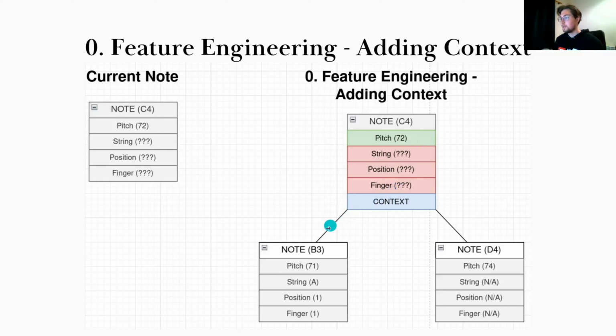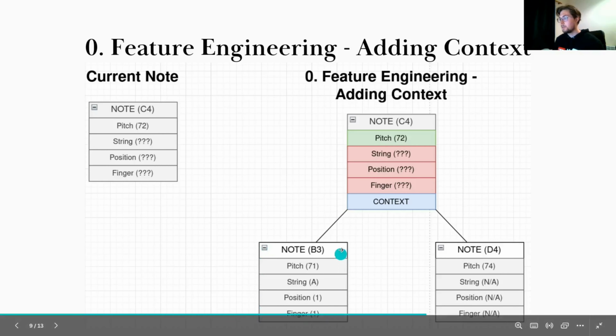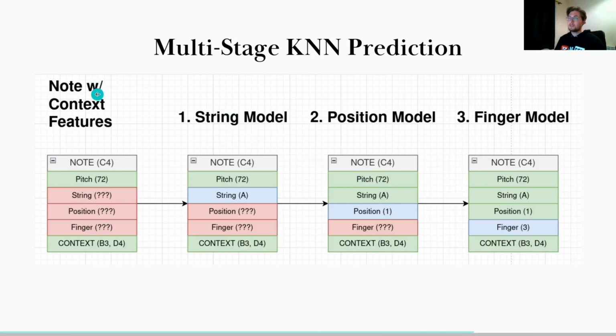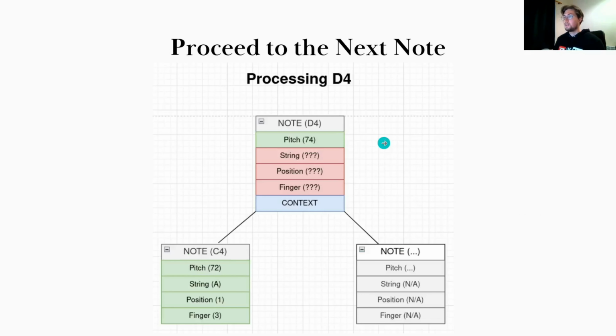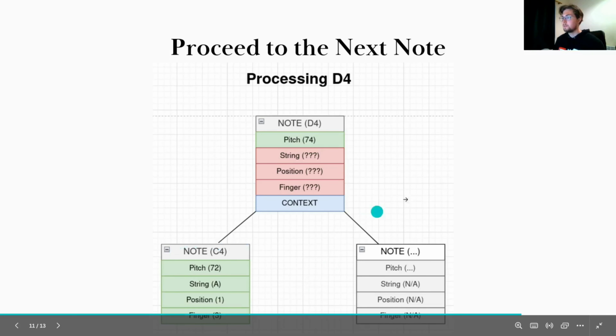But first, the context. We add all information we know about the previous note, B3, and the next note, in this case, D4. After we have added all the context features, each entry goes through a multi-stage cascade prediction. There are 3 cascade models: string model, position model, and finger model. So for each entry, for each note in the score, we predict first string, then position, and finally finger. Then we do this process again and again for each note. In this case, we're processing D4. It already knows everything about C4.